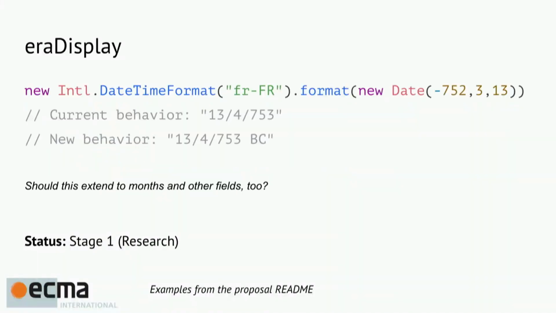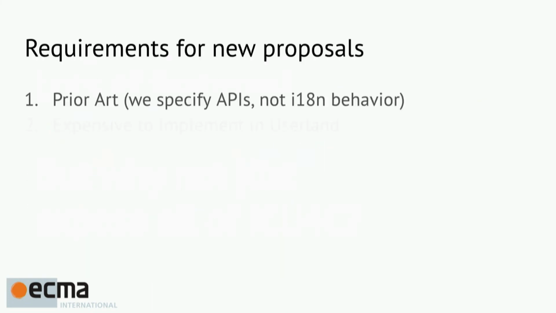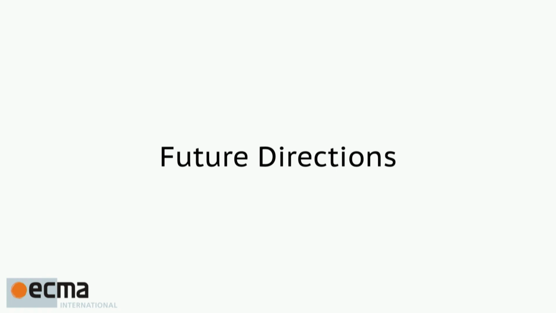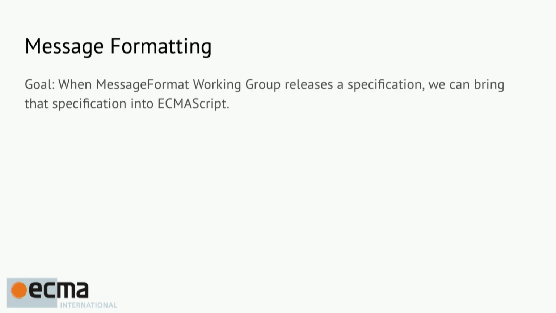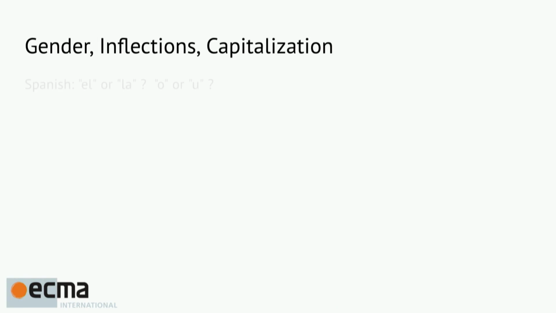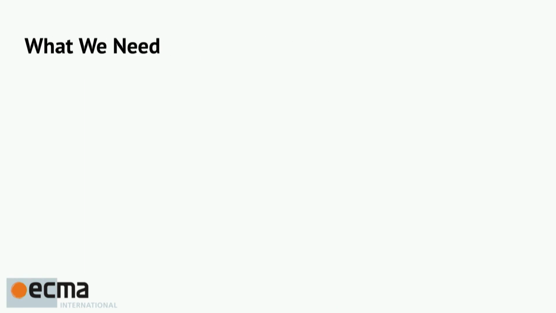Oh yeah, so if I flip back a few slides here. These proposals here are ones that are currently in progress, and these are hopefully at next year's conference. These will be shipping early in some browsers. The second section here are future directions that we want to go. These are probably a little bit more than a year down the road. The message formatting, the user preferences, the locale data provider, the gender inflections and capitalization, Unicode properties. So yeah, in terms of timelines.